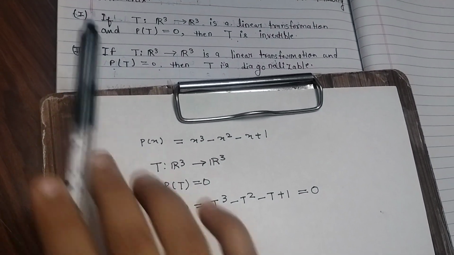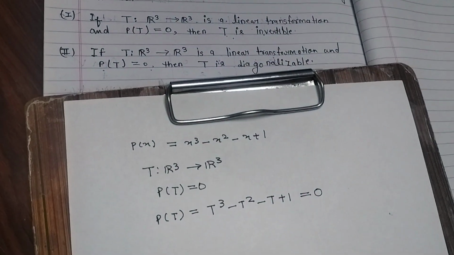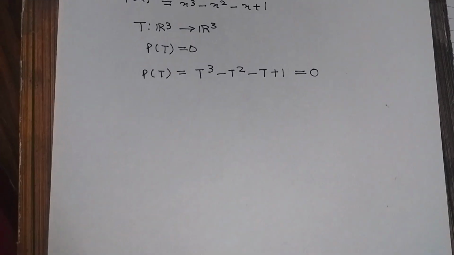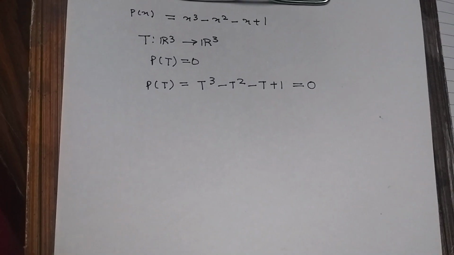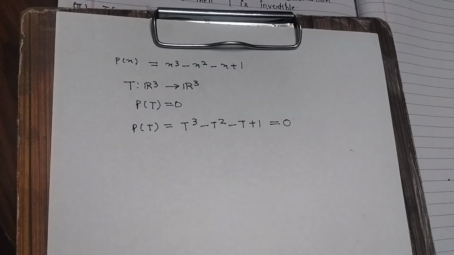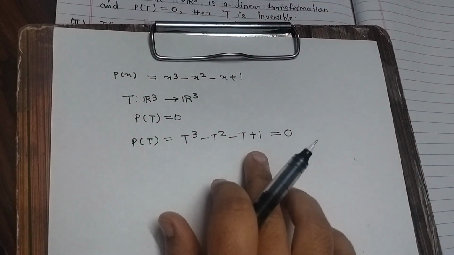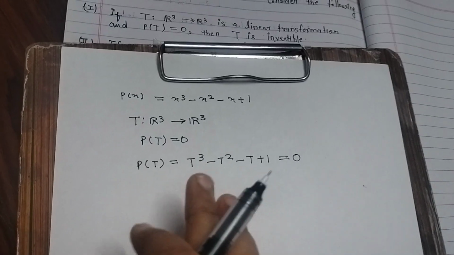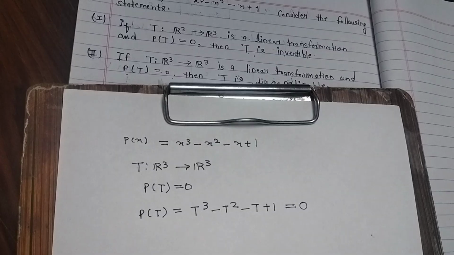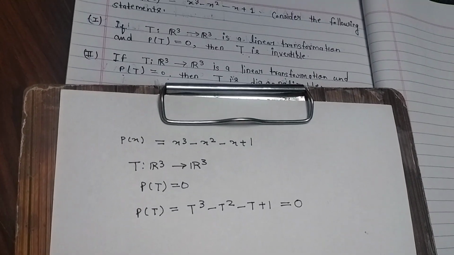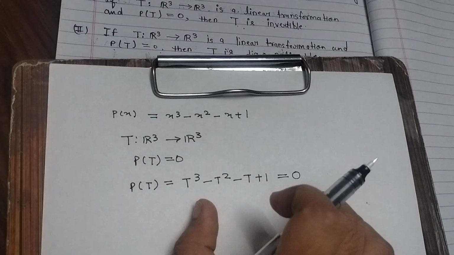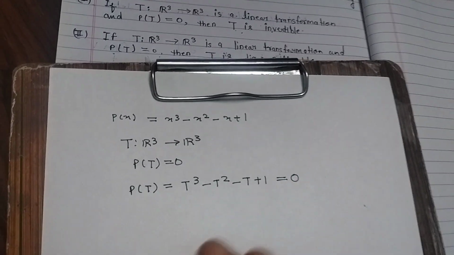So option 1 is asking whether T is invertible or not. T is invertible if none of its eigenvalues is 0. So we will find the roots of this polynomial, the eigenvalues. If 0 is a root of this polynomial, it means that T is a singular matrix, which means that T is not invertible.